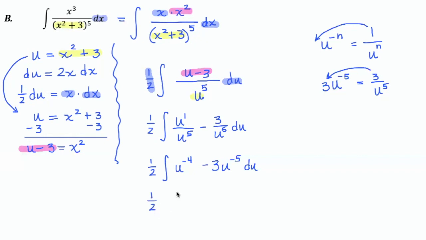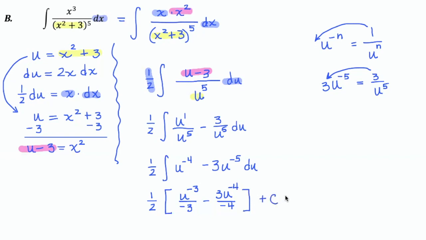You do need to be careful though, because remember, if you take negative 4 and add 1, students will commonly say that that's negative 5. It's not. If you take negative 4 and you add 1, it becomes a negative 3. So you're going to have u to the negative 3 divided by negative 3, minus, we have a 3 u, and when you add 1, this becomes negative 4, divided by negative 4. And of course, the plus c.